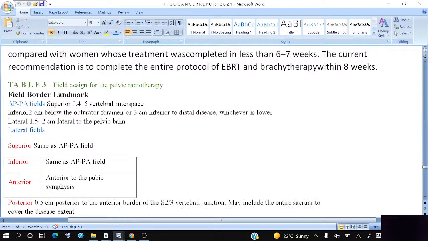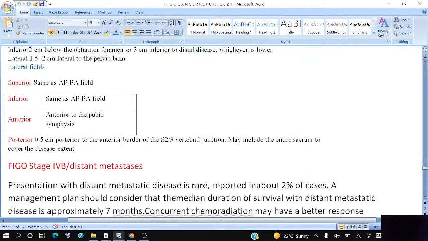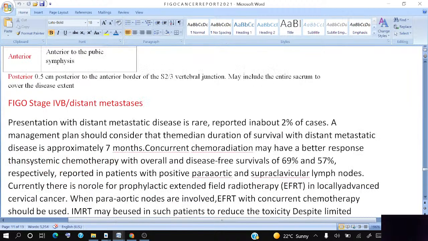And second, we have this small table, table 3, on the field design for pelvic radiotherapy, especially according to which side is going to be involved, superior, inferior and lateral. According to this we have to manage, even the size. So this is important, but this is a very advanced condition to be managed.